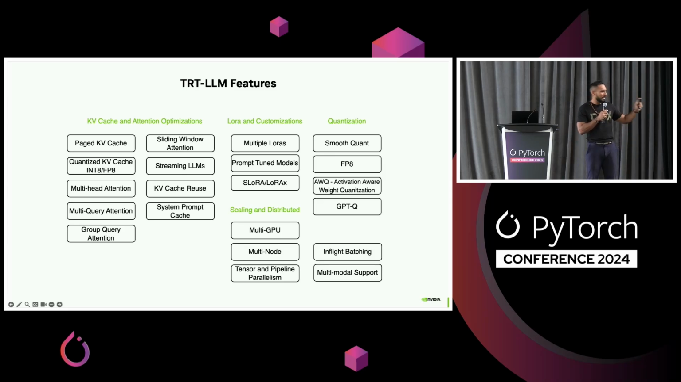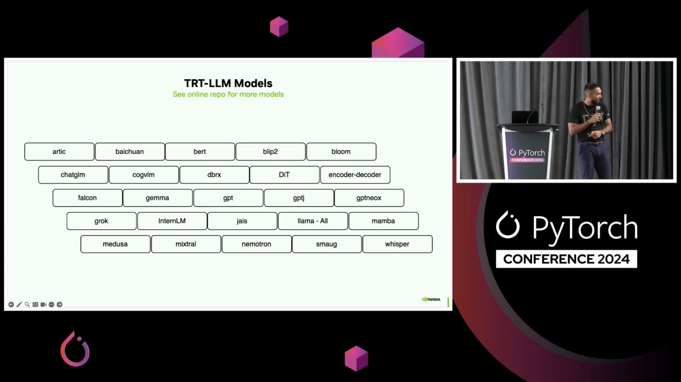I'm almost 90% sure we have speculative decoding and everything in there as well. You have support for FP8, a bunch of different quantization schemes, in-flight batching. I'm going to show you what that means. Ton of different models in there as well. And there's really nice documentation to show you how to build and deploy the engines.